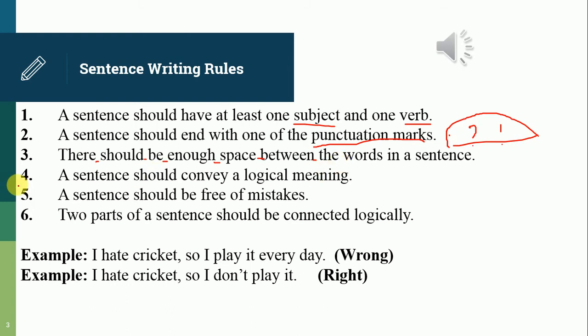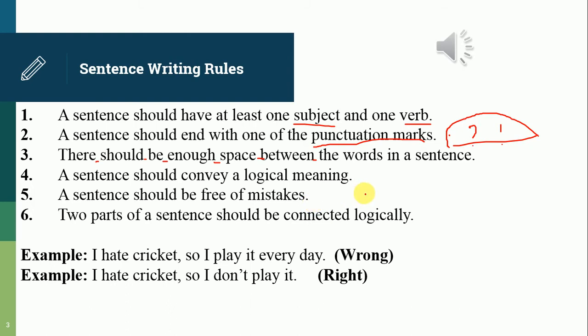Number four, a sentence should convey logical meaning. What should a sentence do? A sentence should convey logical meaning. Any group of words which contains illogical meaning cannot be called a sentence. So a sentence should always give rational and logical meaning. Number five, a sentence should be free of mistakes. So a sentence should not have mistakes, right?